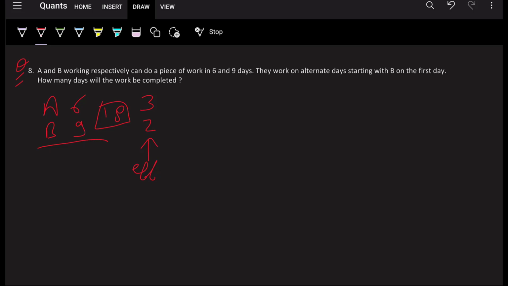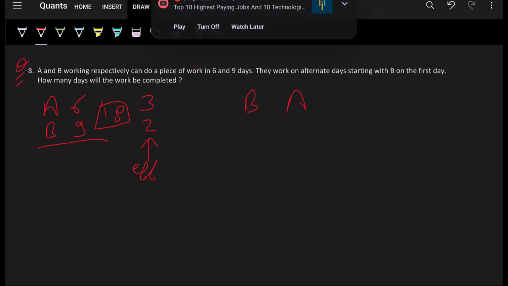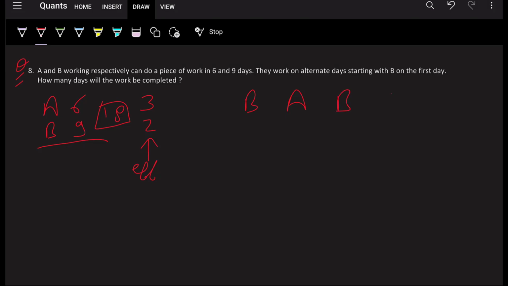So the question states that B starts on the first day. After that A will work, and then B, then A, then B. This will go in this manner. We do not know which of A or B has worked on the last day. Okay, no problem. So now, in how many days will the work be completed? The total work is 18 units.